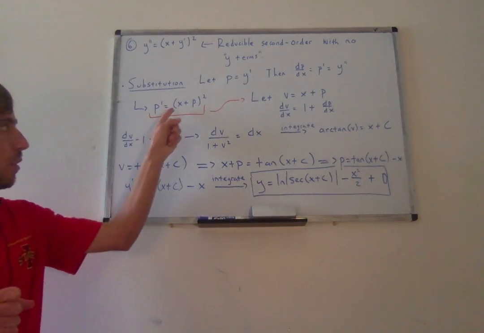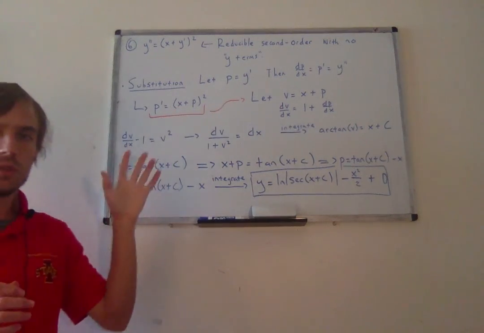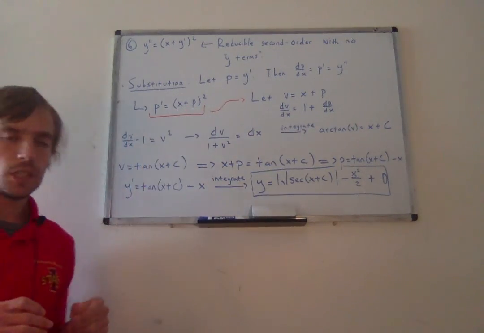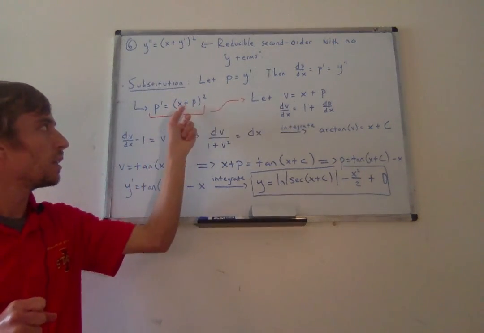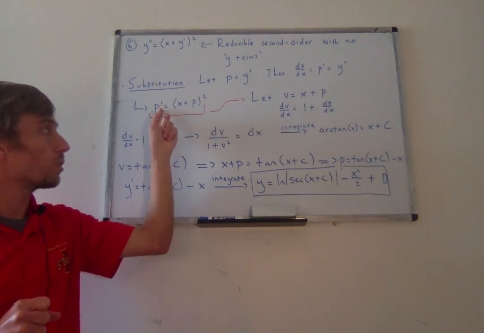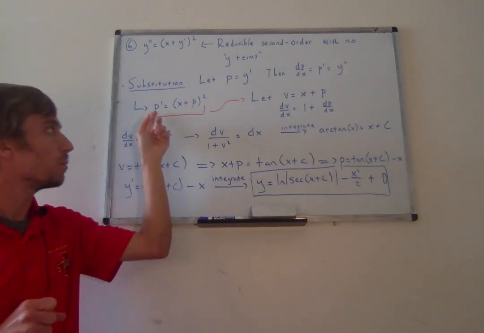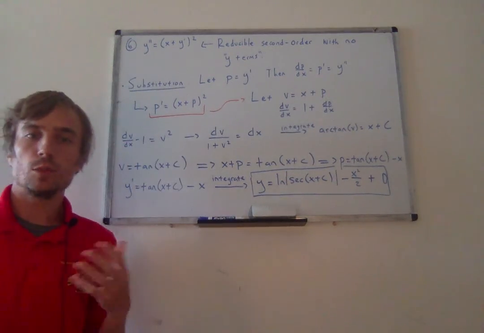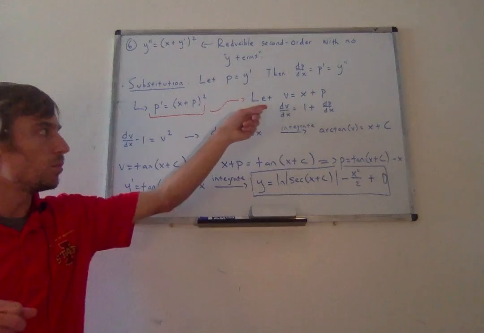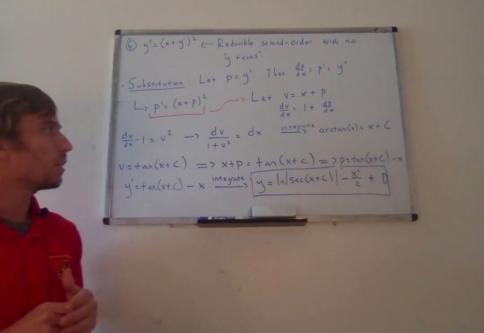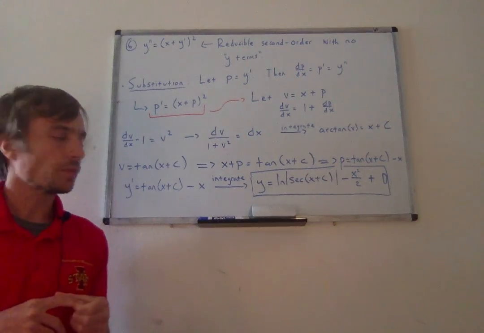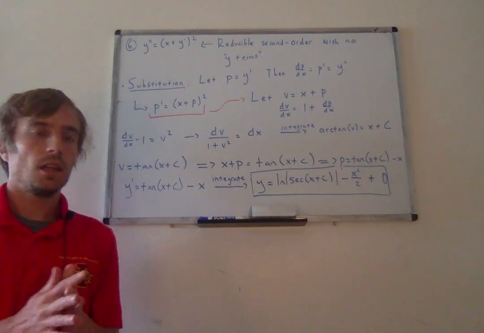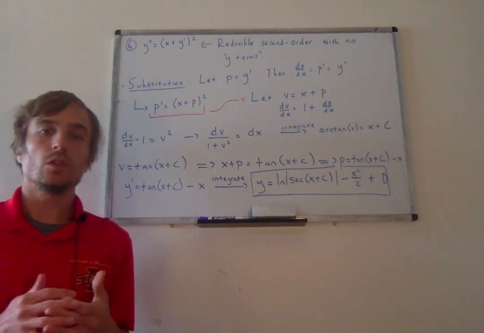So remember this substitution. I think this was another one of those that, the first time I saw it, I really wasn't sure what to do, but this substitution nicely deals with this differential equation. So if you've got something of the form dy dx is equal to quantity x plus y squared, you should be able to make this substitution and work it through. So yeah, that would be a reducible second order example.